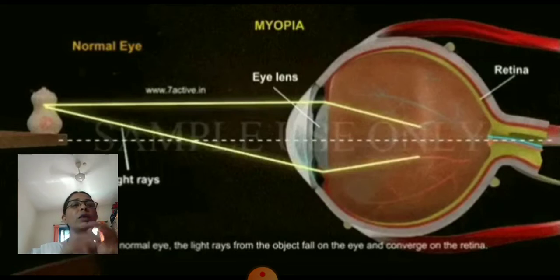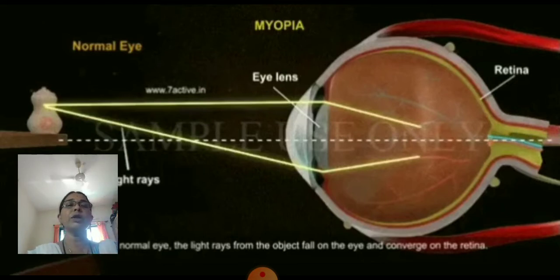If your eyeball is shortened or flattened, the diameter changes, so the image formed will not be proper. If the ciliary muscles become weak, or the distance between the cornea and the lens increases or decreases, then also your vision will not be proper, not be regular.